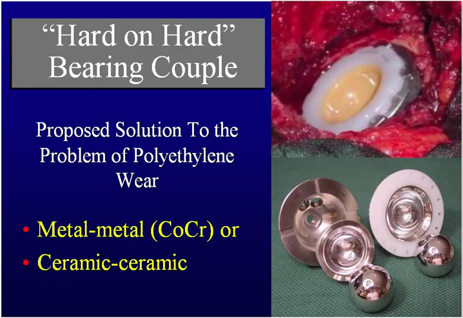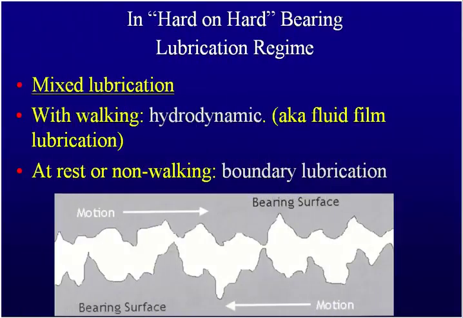On a hard on hard bearing, the lubrication regime is mixed lubrication, meaning that with walking it's hydrodynamic. It's a fluid film lubrication, meaning that when that joint is in motion, there is a little bit of separation between those two surfaces. And at rest, when it's not moving, it becomes boundary lubrication again. Hydrodynamic lubrication requires motion of the joint. If the joint stops moving, then it becomes boundary lubrication. Therefore, on a hard-on-hard bearing, that's why it's called a mixed lubrication regime.